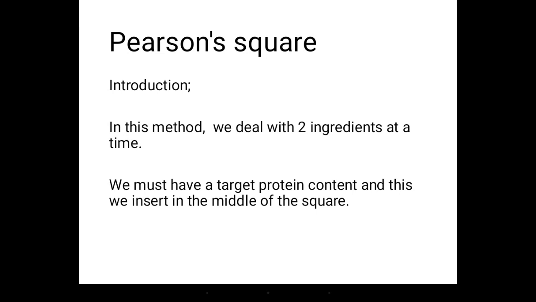So we must have a kind of target that you are looking at. If you are compounding your feed against the crude protein requirement of the species of the animal, you have a target protein content you are working towards, and this you insert at the middle of the square.